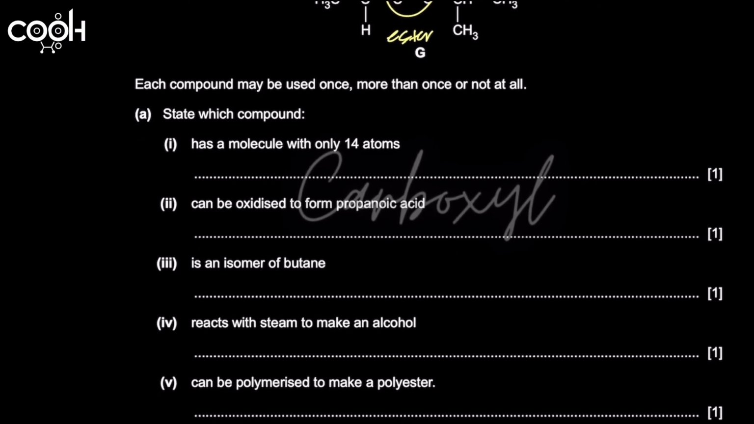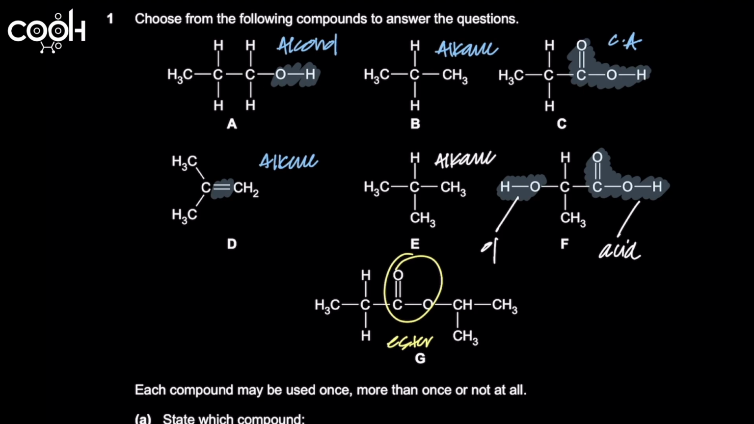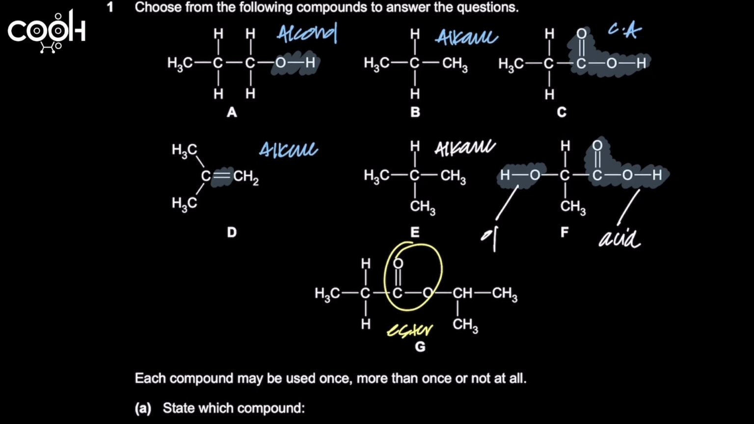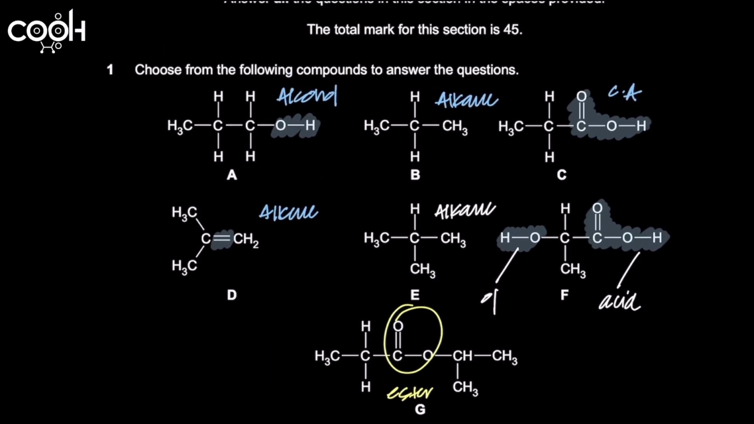Now state which compound has a molecule with 14 atoms. Now in order to solve this, what you could do is you could either do donkey work, that is counting all the atoms of each compound, just waste your time. Rather, what I can do is I know which families all of these belong to, so I can start writing their molecular formulas, right?